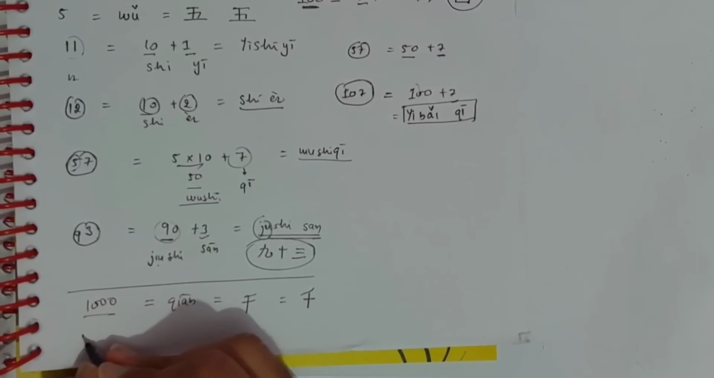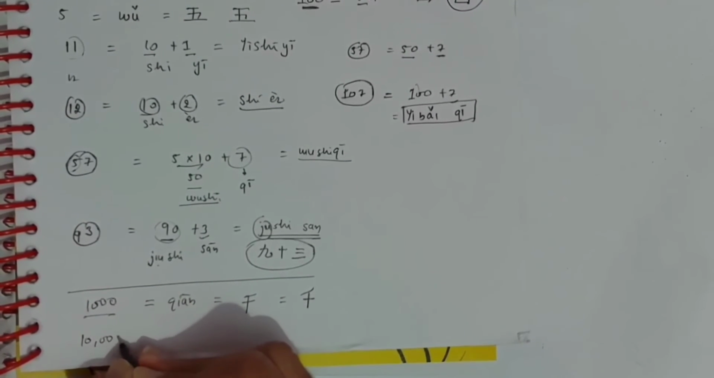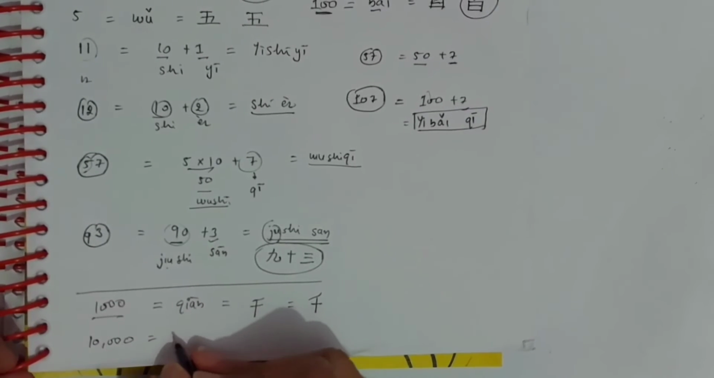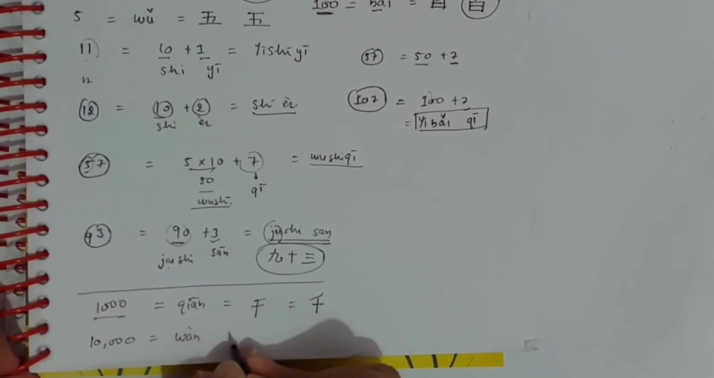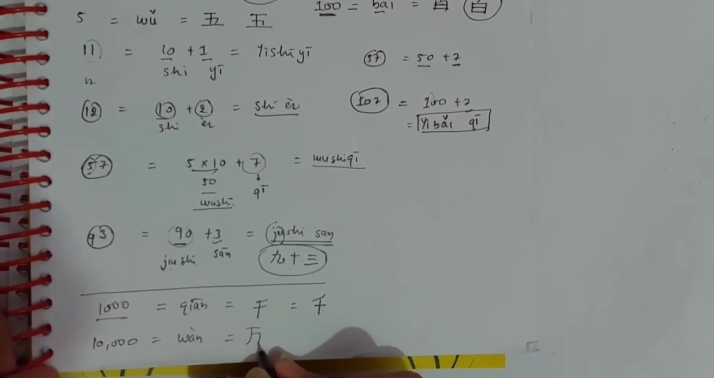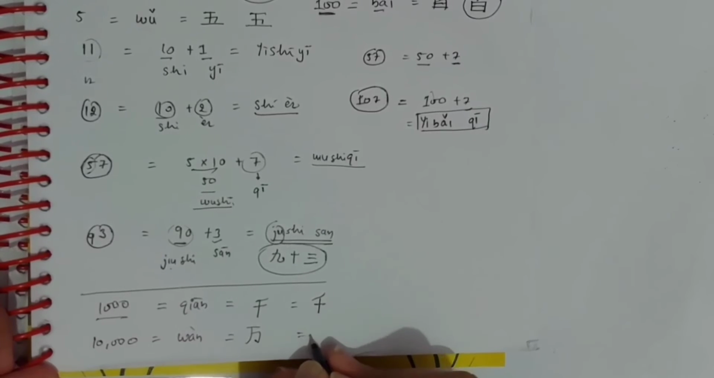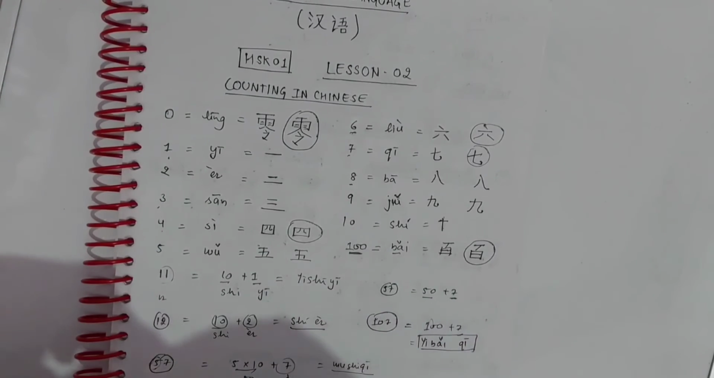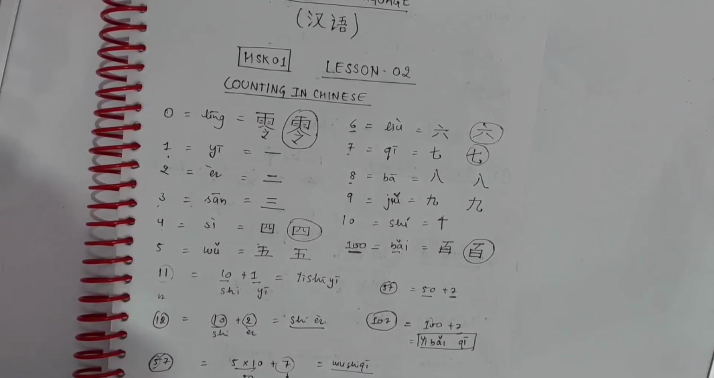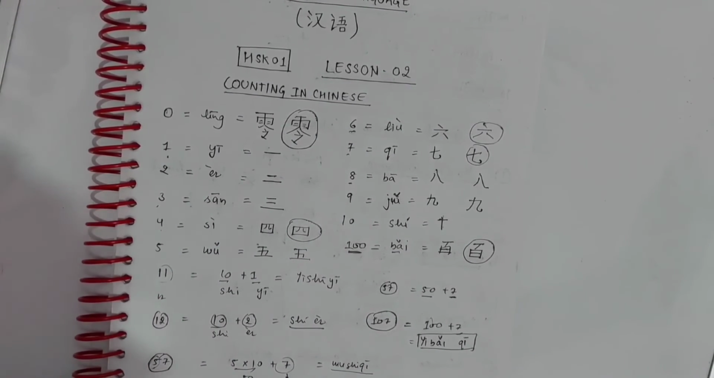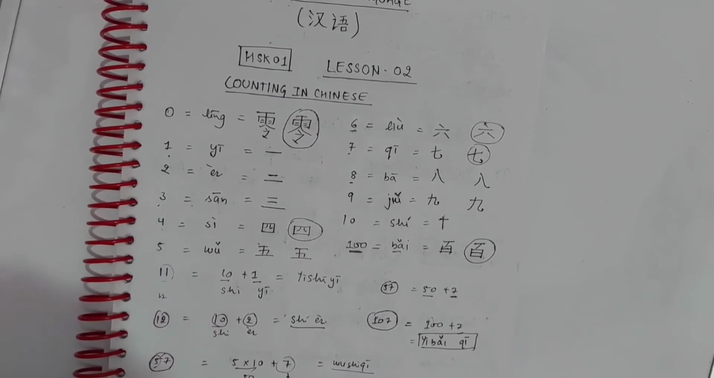How to say 10,000 in Chinese? 10,000 in Chinese we say wan. And how to write wan? Wan we write it like this. So remember, guys, 10,000 is wan, and we write it like this. So this was all about counting in Chinese, guys. Hope you understood well how to count in Chinese.